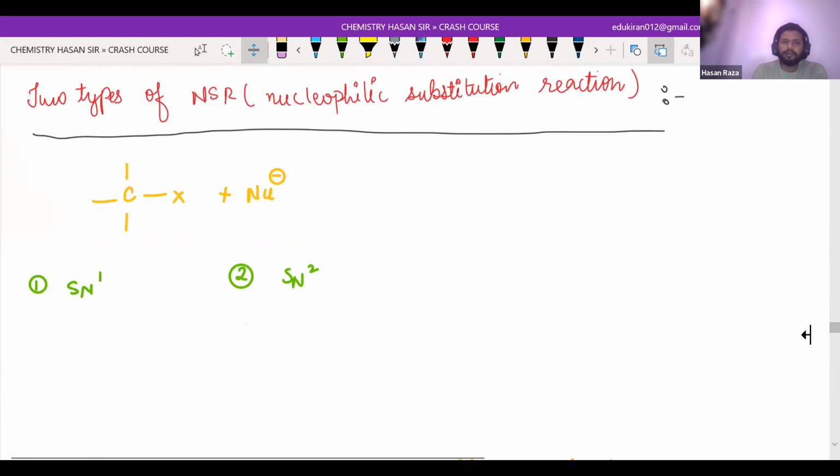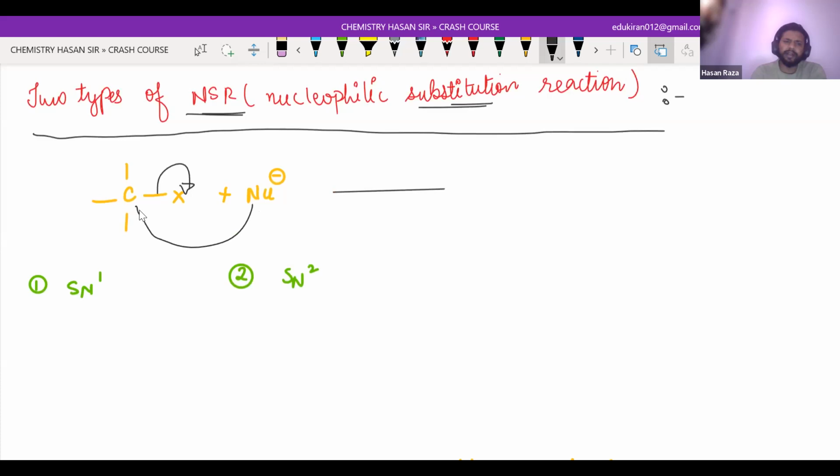Now, there are two types of nucleophilic substitution reaction. As I told you, I'm going to give you the example again. This will move in this, and this will be attacking on this. So this will be the product that you will get, and this is known as nucleophilic substitution reaction. It is of two types, SN1 and SN2.